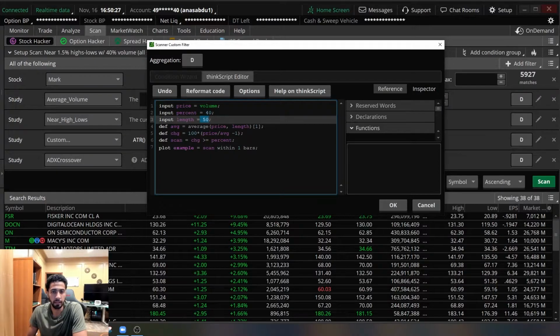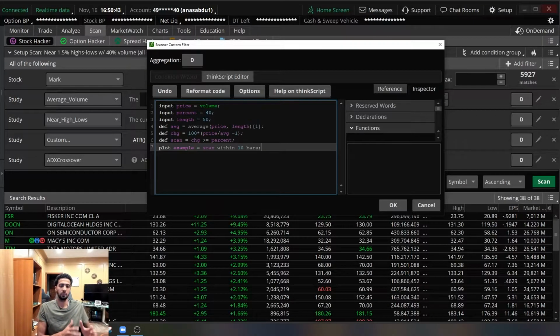Okay? And then right here, when it says within one bar, what does one bar mean? It just means within whatever is right here. So if this is D, that means within 1 day. So if I change this to 10, that means that if high volume happened anytime within the last 10 bars or days, it'll show up, right? So for me, I don't really care about what happened 10 days ago. I want to know within today or yesterday. So just one bar is fine.